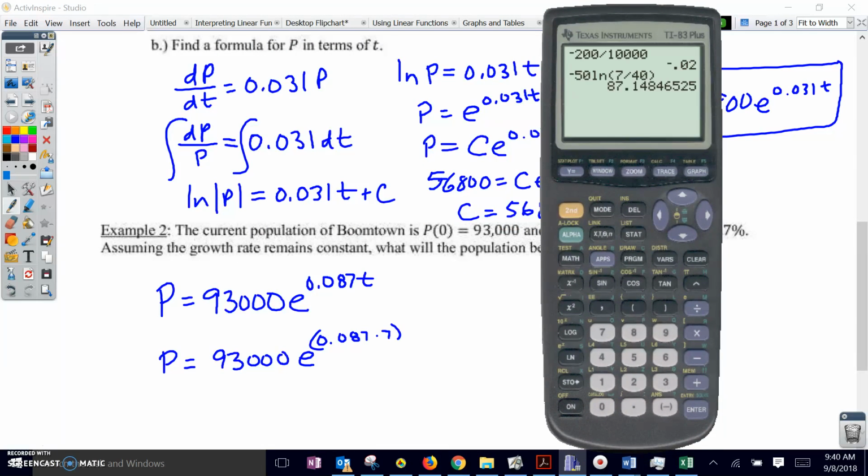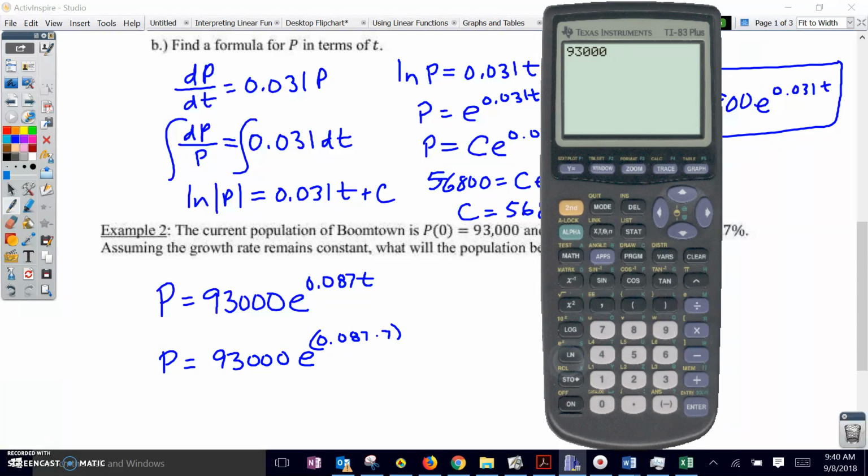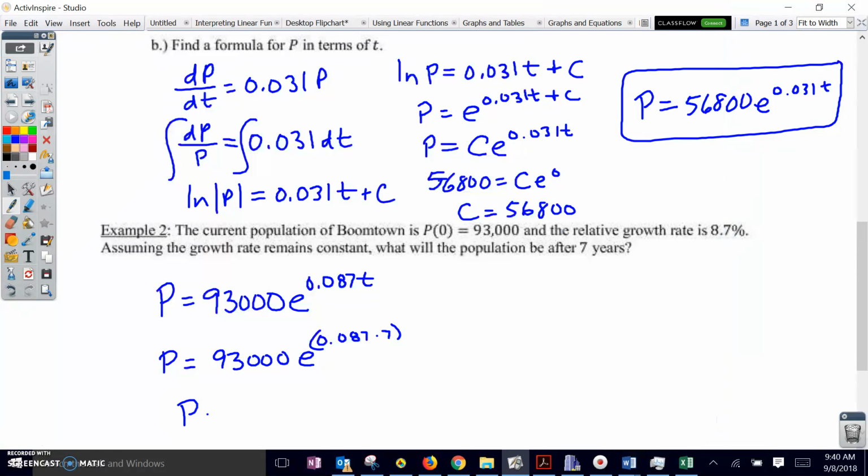And so we've got 93,000 times e to the 0.087 times 7. We end up with a population of approximately 170,989.